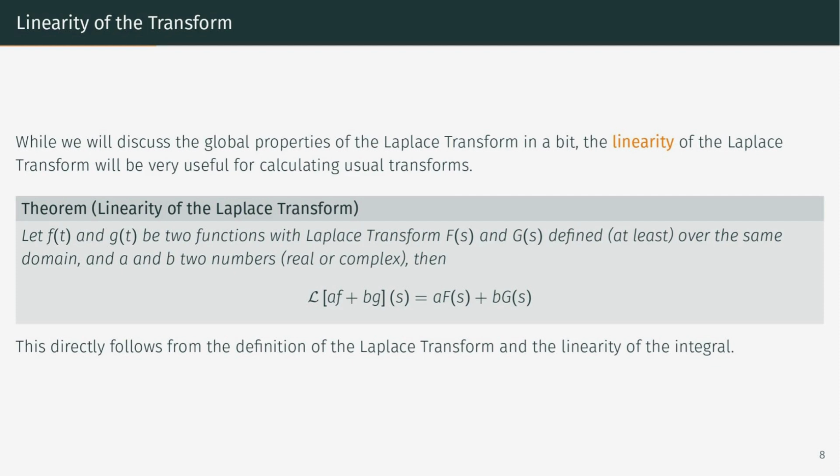defined at least over the same domain, and a and b two numbers which could be either real or complex. Then the Laplace transform of af plus bg of s equals aF(s) plus bG(s). This directly follows from the Laplace transform's definition and the integral's linearity.